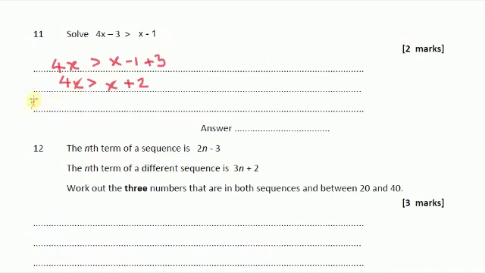Now I can subtract x from both sides. 4x minus x, greater than 2. So 3x is greater than 2. Or in other words, dividing by 3 on both sides, x is greater than 2/3.